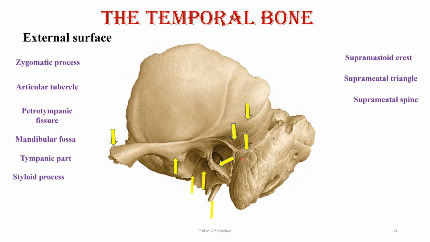There is a spine here which is called the suprameatal spine. This is the mastoid notch over here on the medial surface of the mastoid process, and that is the mastoid process itself. Here is what we call the tympanomastoid fissure, between the tympanic and the mastoid parts of the bone. That's from the outer surface.